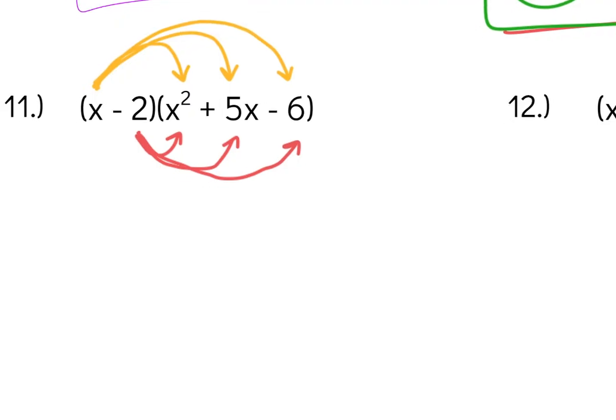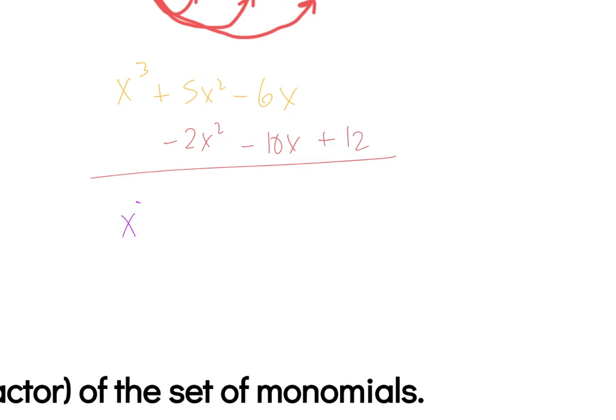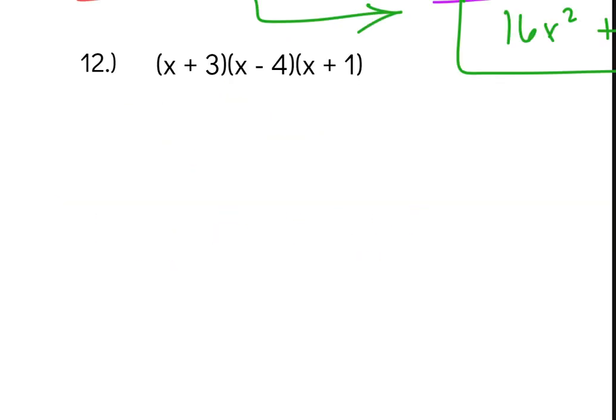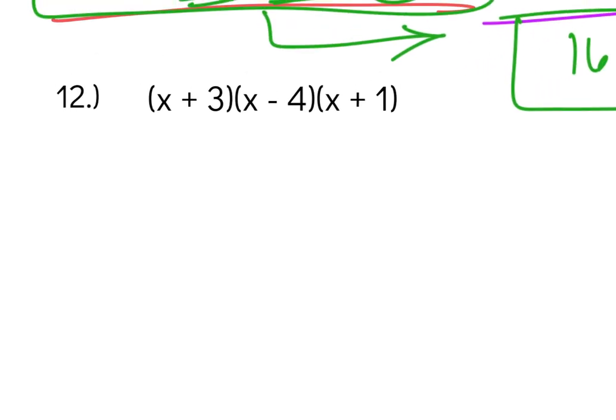So here we go. X times x squared is x cubed. X times 5x is 5x squared. X times negative 6 is negative 6x. We're done with that guy. Negative 2 times x squared is negative 2x squared. Negative 2 times 5x is negative 10x. Negative 2 times negative 6 is positive 12. And we combine like terms to get x cubed plus 3x squared minus 16x plus 12. Done.